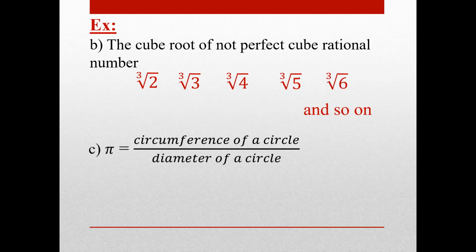What about pi? Pi is the ratio between the circumference of the circle and the diameter of the circle. We don't have the exact value of pi. If we put pi in the calculator and press equal, the result will have an infinite number of decimals. So pi can't be written in the form a over b. So it's not a rational number. It's an irrational number. Also, we can say pi over 2 or pi plus 2 are irrational numbers.